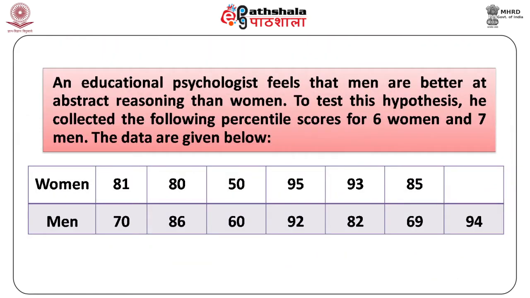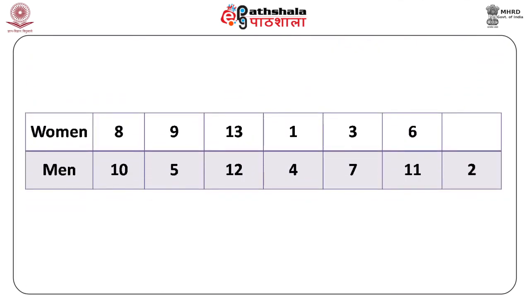For example, an educational psychologist feels that men are better at abstract reasoning than women. To test this hypothesis, he collected the following percentile scores of 6 women and 7 men. The data is as given. Solution: the null hypothesis is that men are no better than women, and the alternate hypothesis is that men are better than women. The ranks assigned to the data are given in the table.